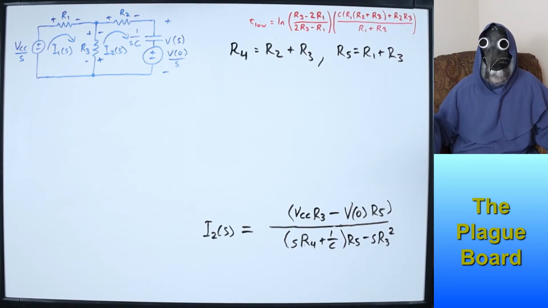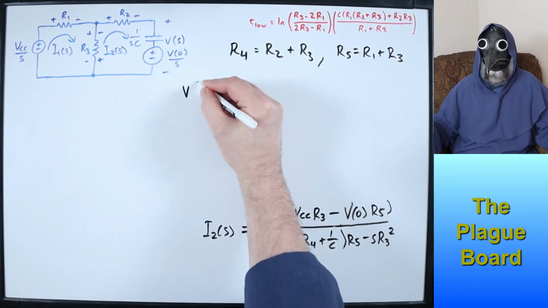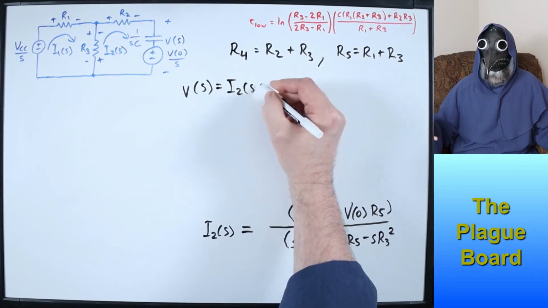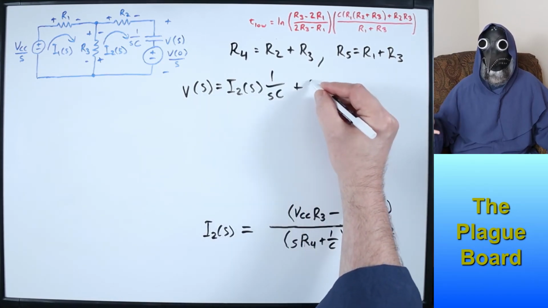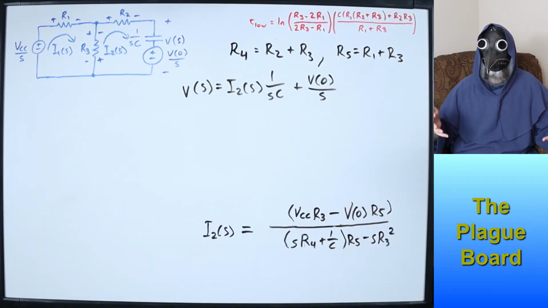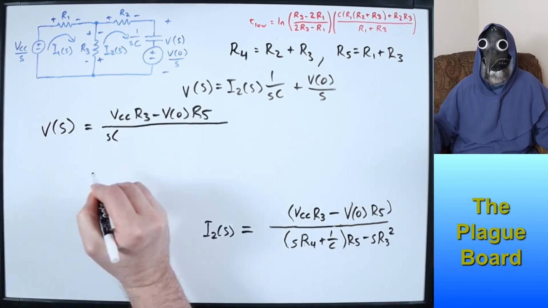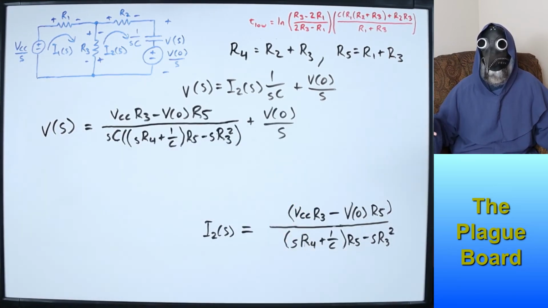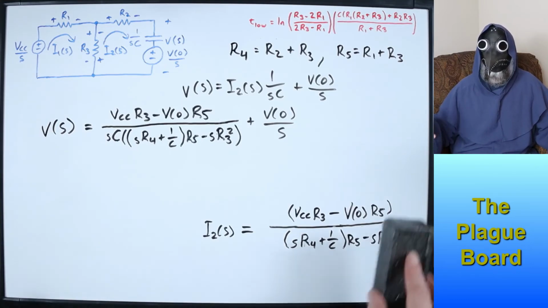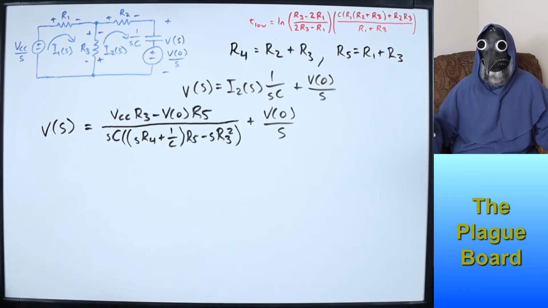And now we can write our equation for V of S, which is I2 of S times 1 over SC plus V of 0 over S. Now we can substitute in our solution for I2 of S. I'm going to finagle this until I get something in the form of what we have in the S-domain column of the Laplace transform lookup table.